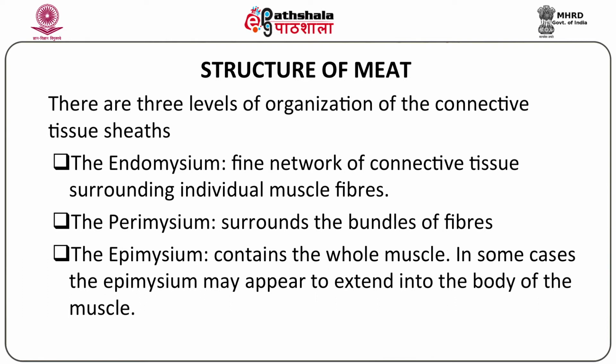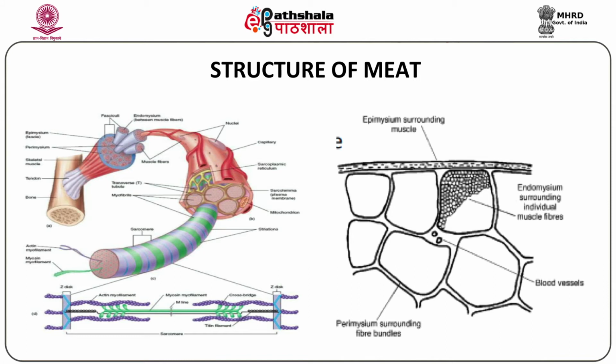In many cases, the epimysium may appear to extend into the body of the muscle. So this diagram gives you a cross section of the meat, which shows the three levels of the connective tissue: the epimysium, the endomysium, and the perimysium. So the endomysium is that part of the connective tissue which surrounds the muscle fibers. The epimysium covers or encloses the muscle bundles, and the perimysium surrounds the complete muscle.